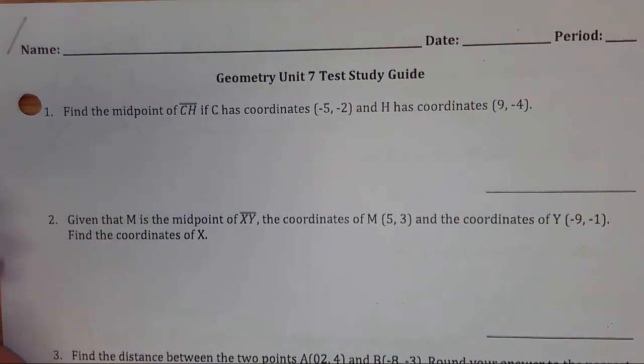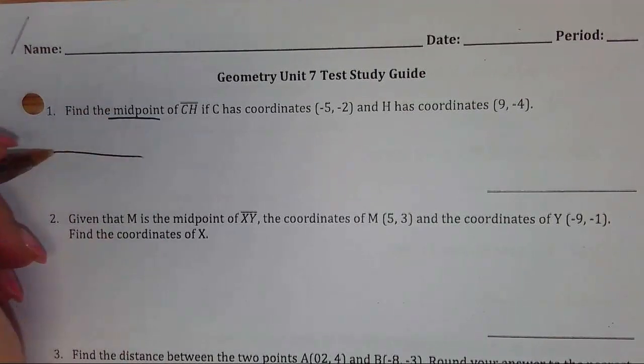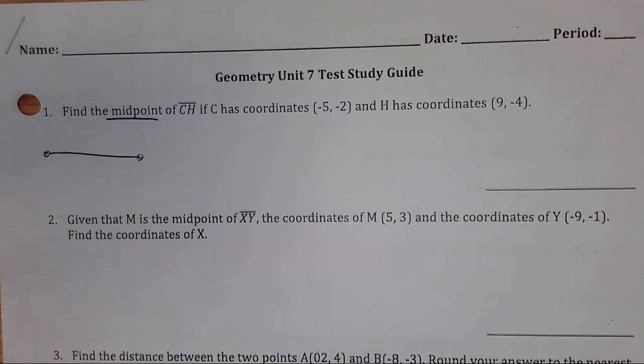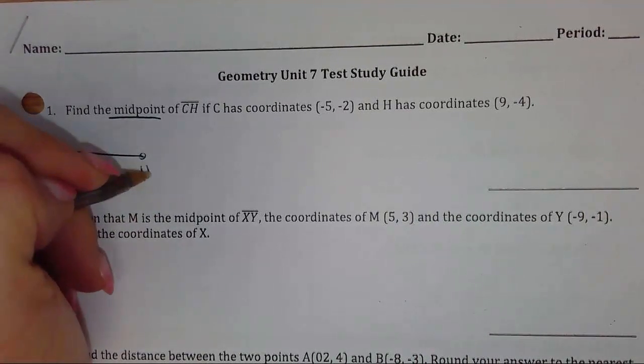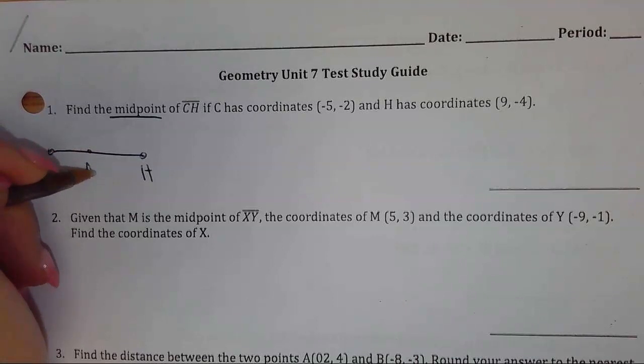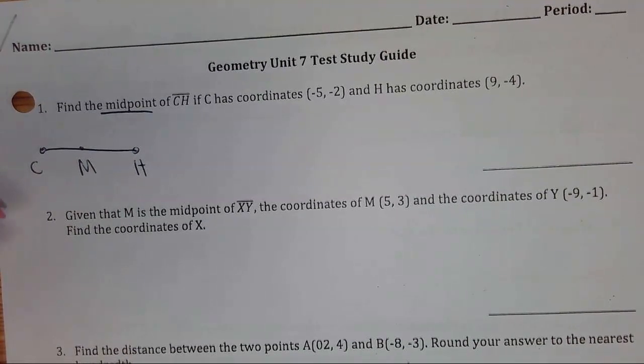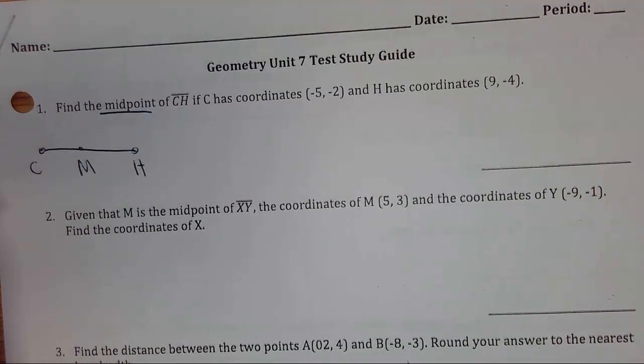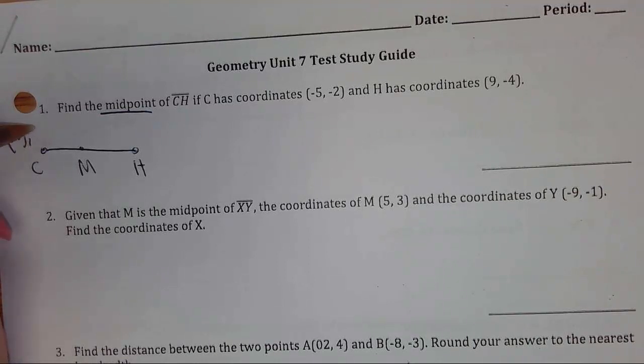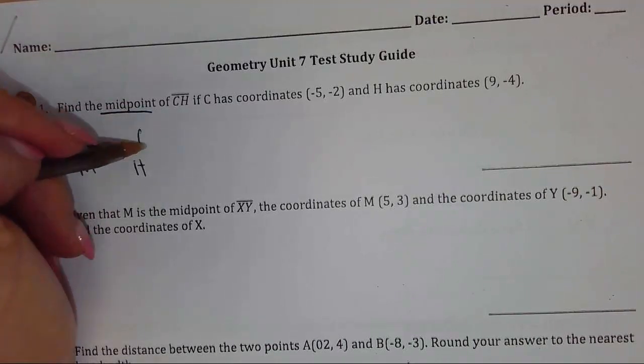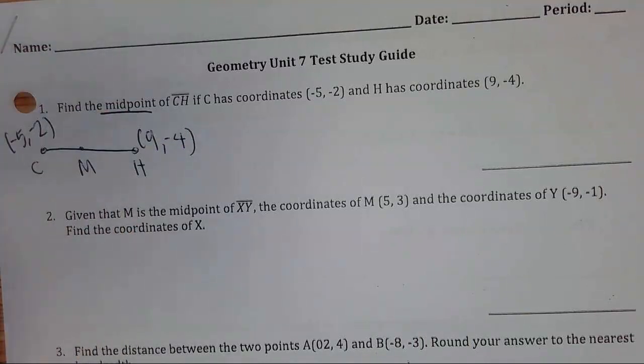So here is our Unit 7 test, and the first thing it's asking for is to find a midpoint. What I like to do is just draw a diagram, and I put CH, and then right here in the middle is my midpoint. Then I'm going to label my coordinates. I have -5, -2, and 9, -4.